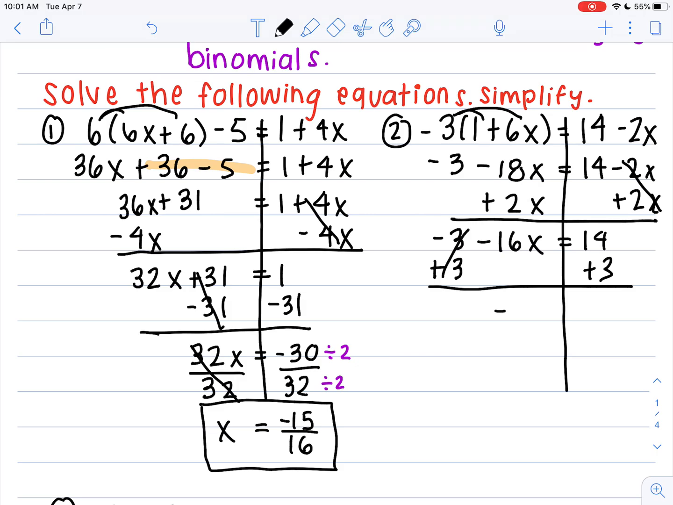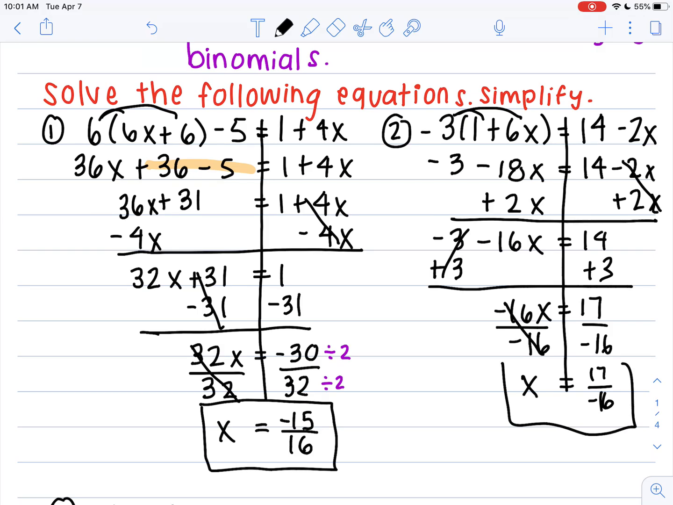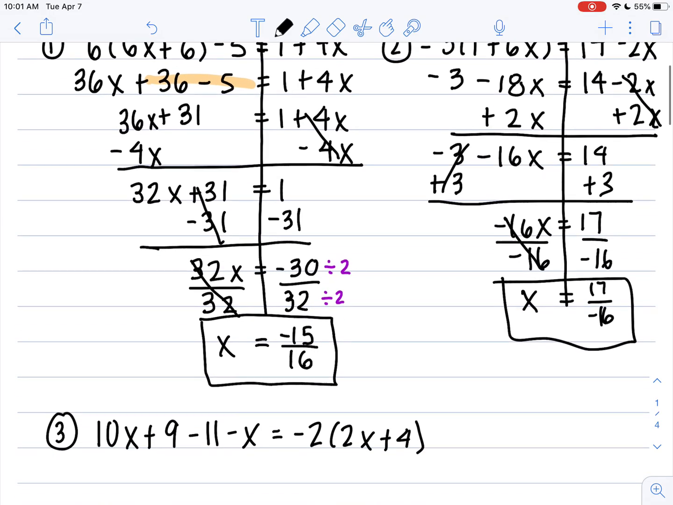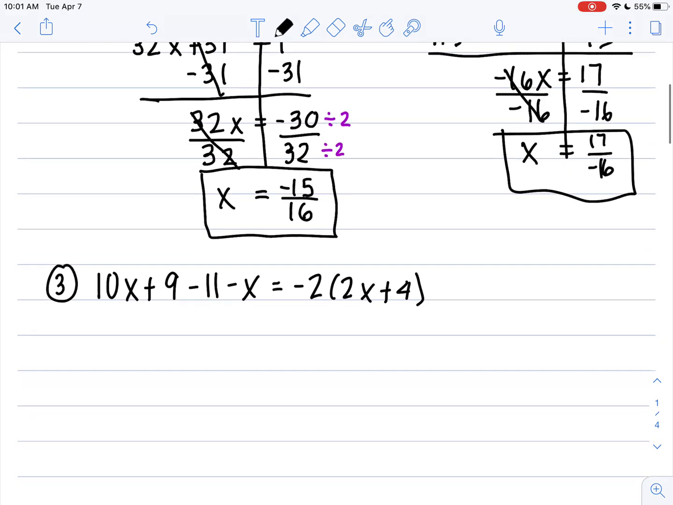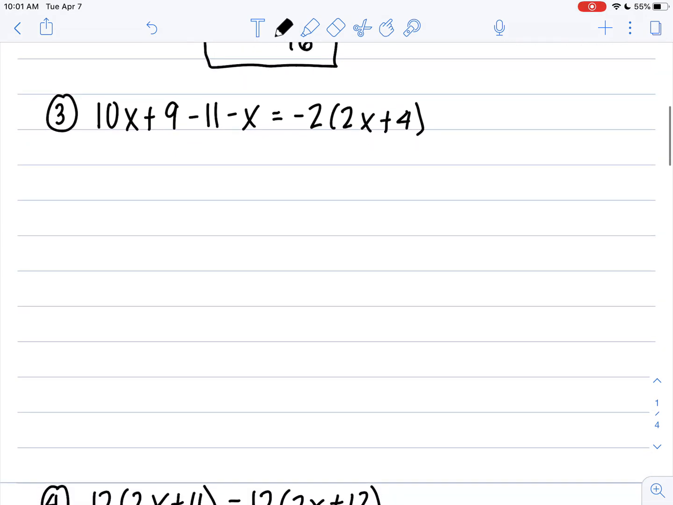And then negative 16x equals 14 plus 3 is 17. And then we're going to divide. So we can't simplify that because 17 over negative 16, there's nothing that goes into both of those numbers. So that's going to be your final answer. Make sure to simplify on My Open Math if you can, unless you can't, but if you can simplify, do that or it'll mark you wrong. Okay.